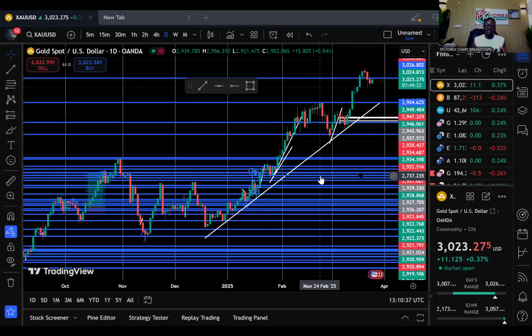Now, it draws your attention. That is your point of interest, right? So that's the reason why we do our top-down analysis. Does not necessarily mean that those levels you're going to mark on the daily time frame right down there or right up there, the market is going to come to it anytime soon. But one never knows, right? Something can happen.